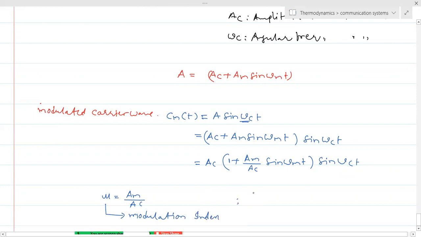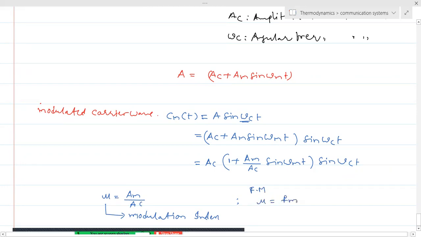Suppose in the case of FM, I'm speaking, in the case of FM, the modulation index will be the frequency of the modulating signal by the frequency of the carrier wave.